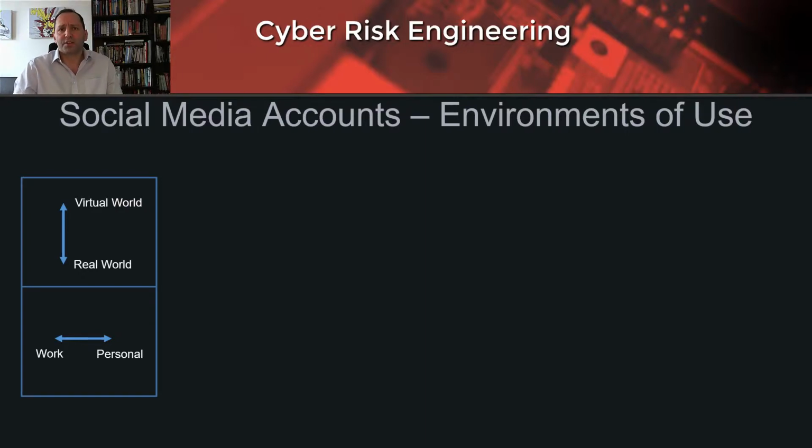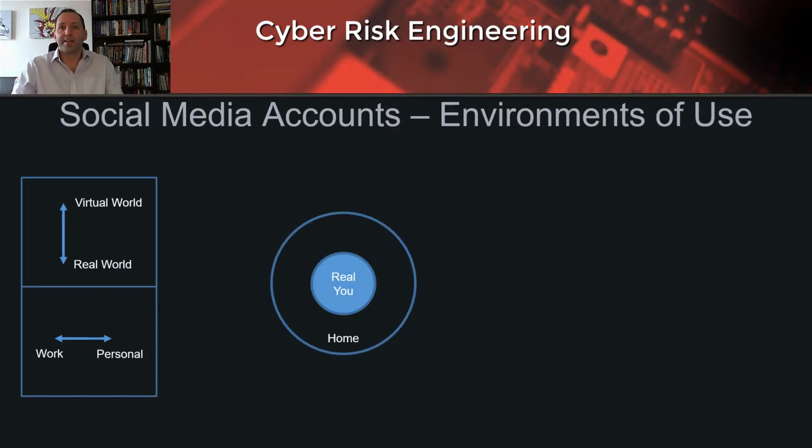Also, we spend a third of our time at work, so the amount of energy that we spend there is different from the amount of energy that we spend in our personal life. So that's the second dimension that you see on the diagram below. When it comes to the actual environments of use, first of all, it's the real you. That's things that are happening on you in reality. Then you've got, as the next concentric circle, your home environment. So that's the next environment that you spend your energy on.